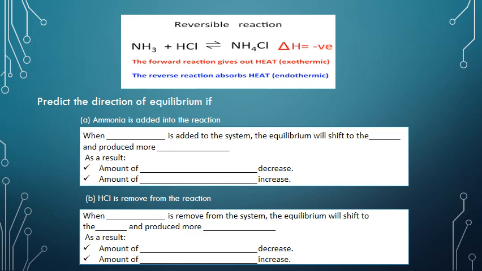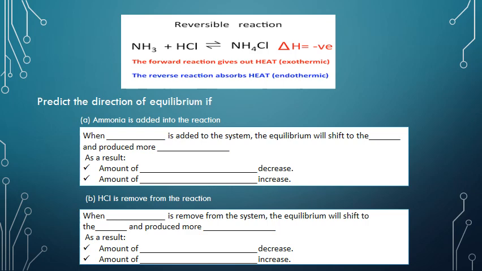Okay, so now let's see the example. Here is given ammonia reacts with HCl, we produce ammonium chloride. So this reaction is reversible. So the forward reaction is an exothermic reaction. It means when you produce ammonium chloride, heat is released.